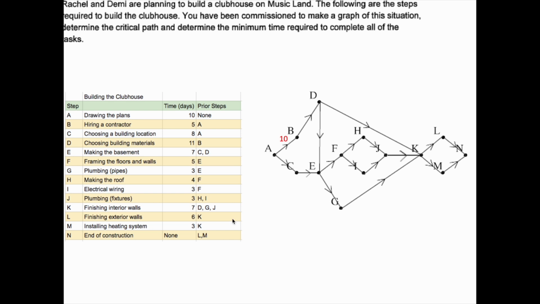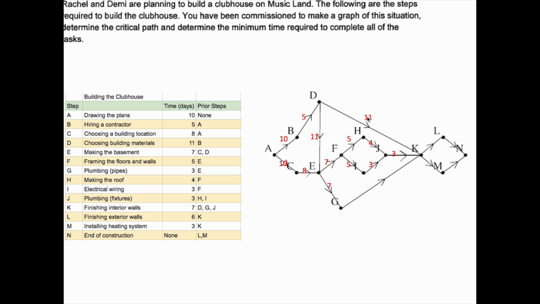Then we have to put the weights in. So the A has a weight of 10. The B has a weight of 5. The C has a weight of 8. The D has a weight of 11, so there's an 11 up here. The E has a weight of 7, with 2 7s. The F has a weight of 5 and a weight of 5. The H has a weight of 4. The I has a weight of 3. The J has a weight of 3.